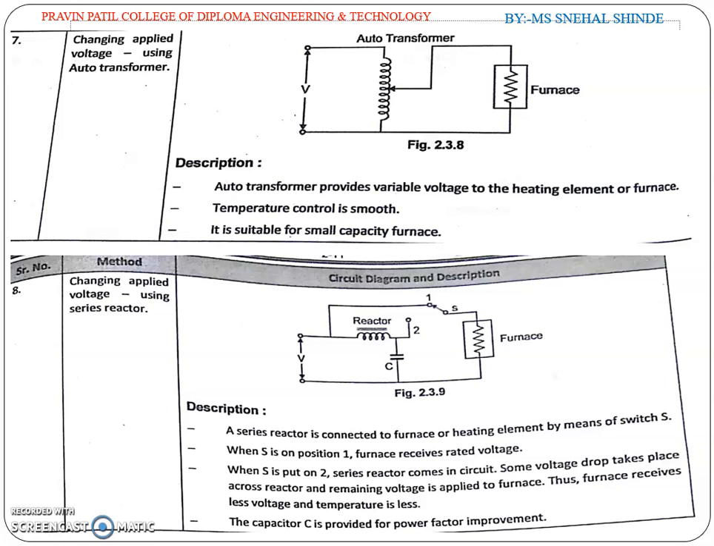When S is put on position 2, the series reactor comes in the circuit, some voltage drop takes place across the reactor and the remaining voltage is applied to the furnace. Thus, the furnace receives less voltage and the temperature is less. The capacitor C is provided for power factor improvement.